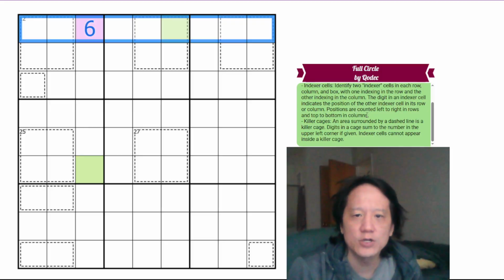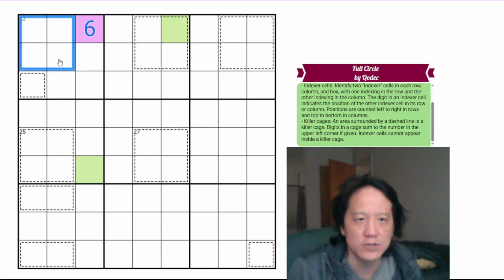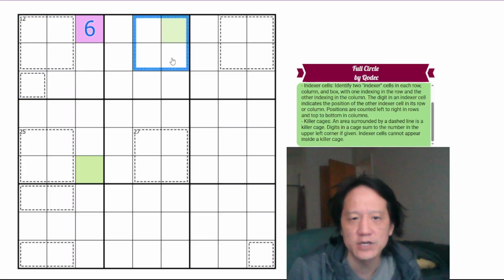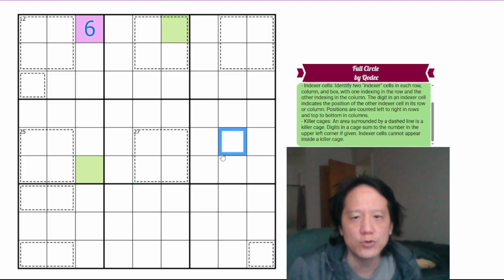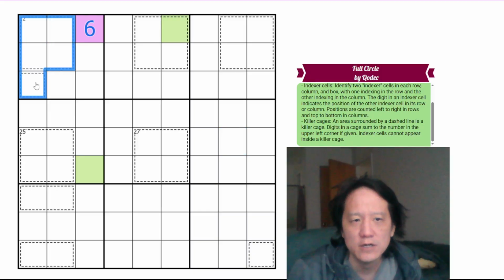We also have killer cages, where an area surrounded by a dashed line is a killer cage. So this is a killer cage, this is a killer cage, and this is a killer cage, etc., etc. Digits in a cage sum to the number in the upper left corner, if given. And indexer cells cannot appear inside a killer cage. That's interesting. So that means none of the killer cages can contain indexer cells. Huh.